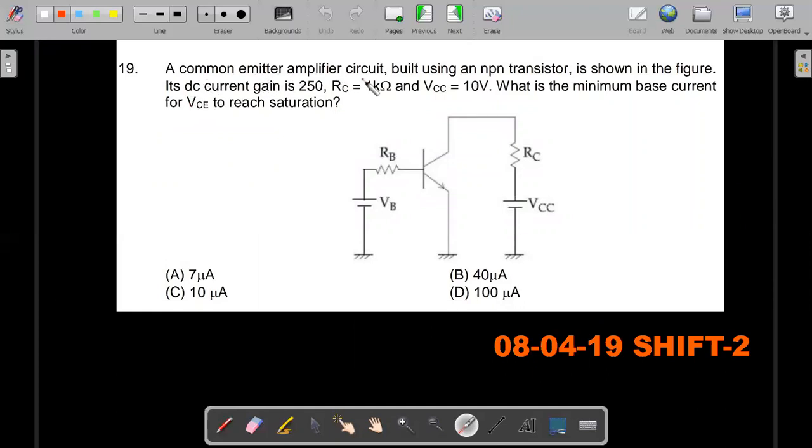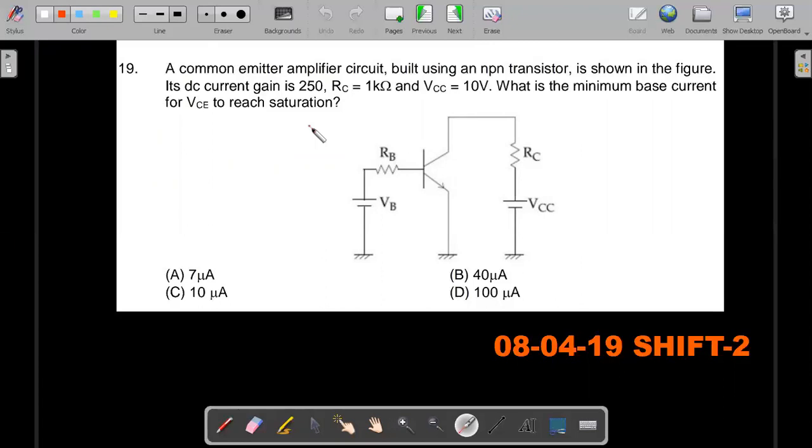Okay, next one. This is 8th April shift 2, as you could see. A common emitter amplifier circuit built using an NPN transistor is shown in the figure. Its DC current gain, so you have to judge whether he's using it in DC or AC, as I said in the previous problem also. So DC he's talking about is 250, RC, which is this number, is 1 kilo ohm, and VCC, this battery value, is 10 volt. What is the minimum base current for VCE to reach saturation? Okay, so pause, do, and move on.